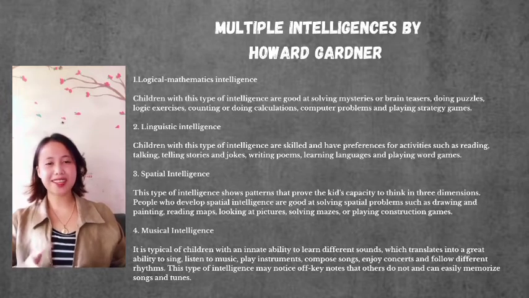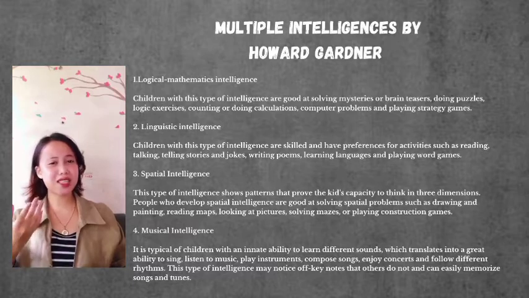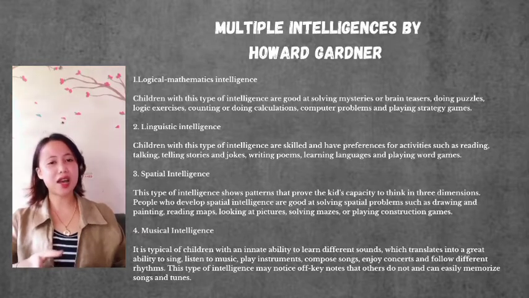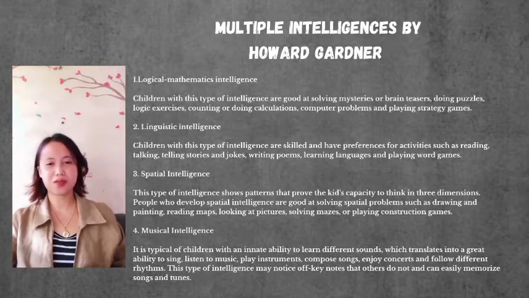3. Spatial intelligence. This type of intelligence shows patterns that prove the kid's capability to think in three dimensions. People who develop spatial intelligence are good at solving spatial problems, such as drawing and painting, reading maps, looking at pictures, solving mazes, or playing construction games.